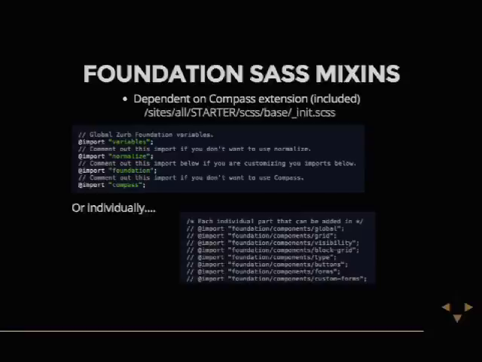First, this is in your custom init partial, where you're loading your variables, you're loading normalize, you're loading Foundation, that import right there is all of Foundation, and also Compass. Below that is each component that you would load. So if you commented out that Foundation import and you only wanted to use the grid, you would comment out Foundation and then uncomment the grid, and then you have that to use.